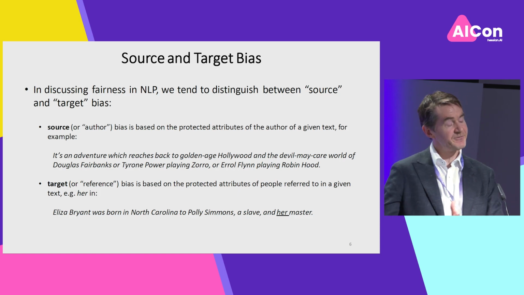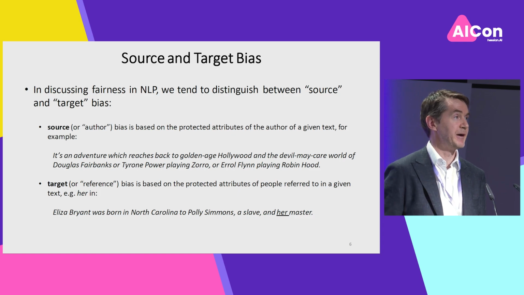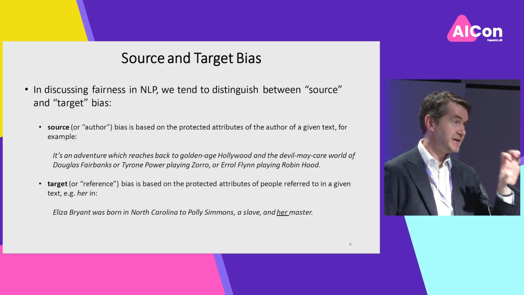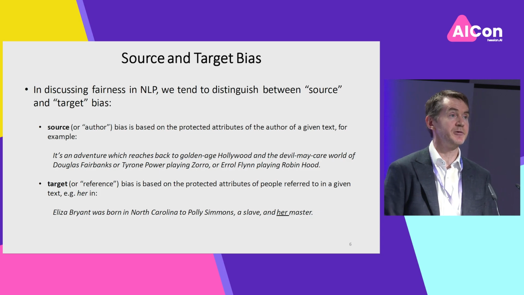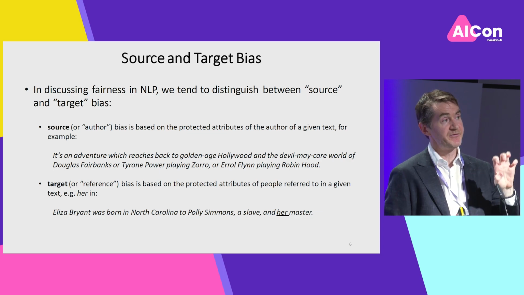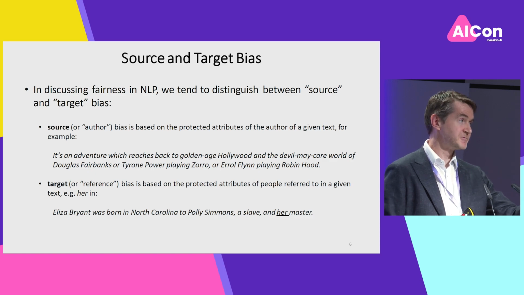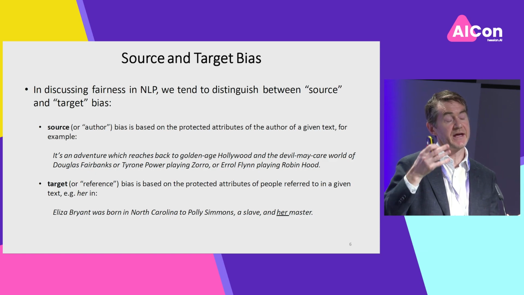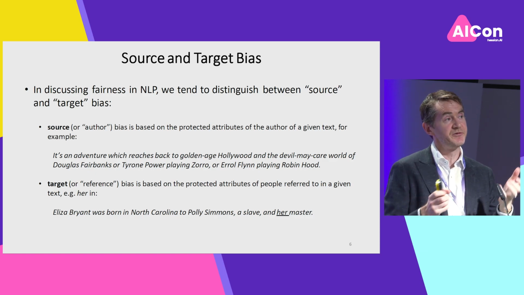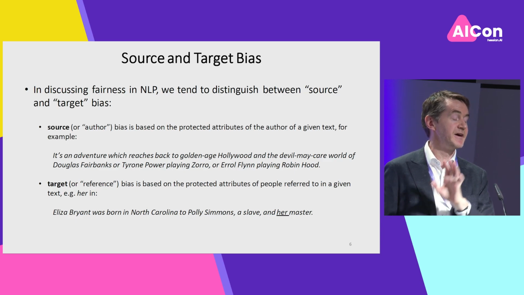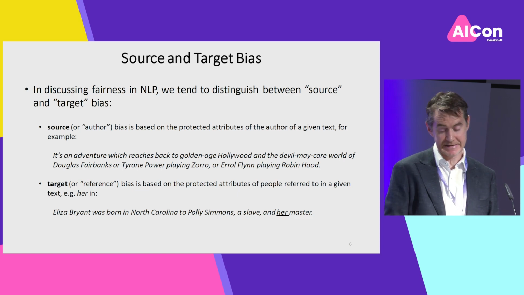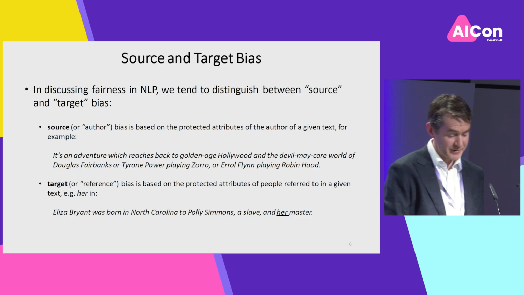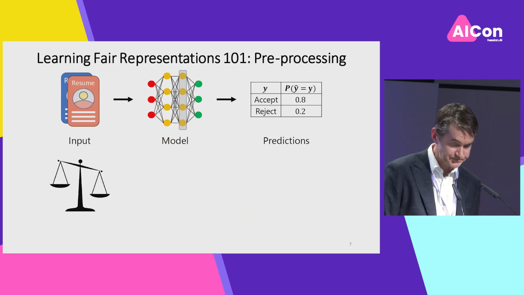And then on the other side, you've got target bias. This is the entities in the world that I'm referring to. So something like coreference resolution, if I'm referring to male reference versus female reference, getting disparities in terms of the same coreference resolver doing better over male antecedents than it does over female antecedents, say. So today I'm predominantly talking about source bias.